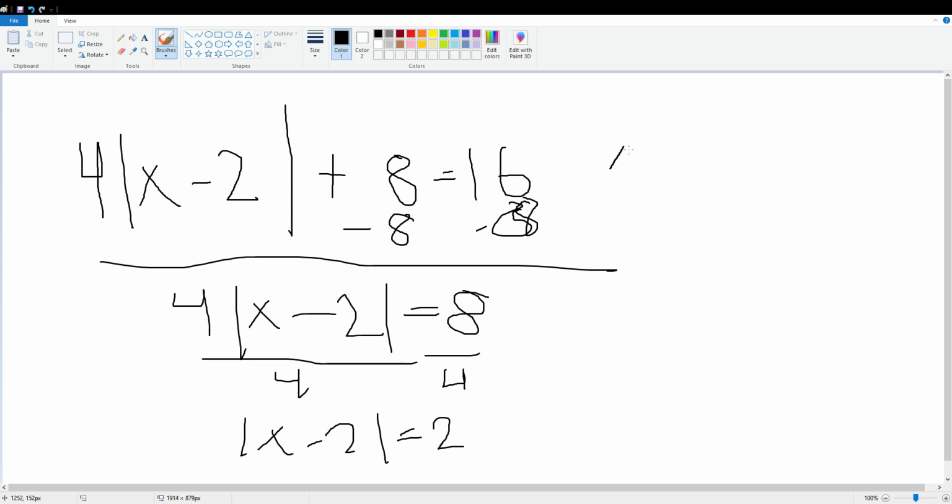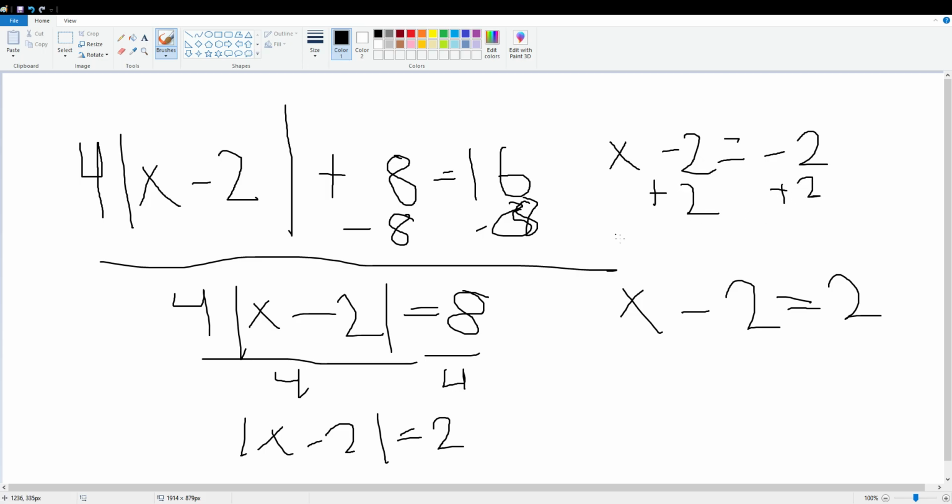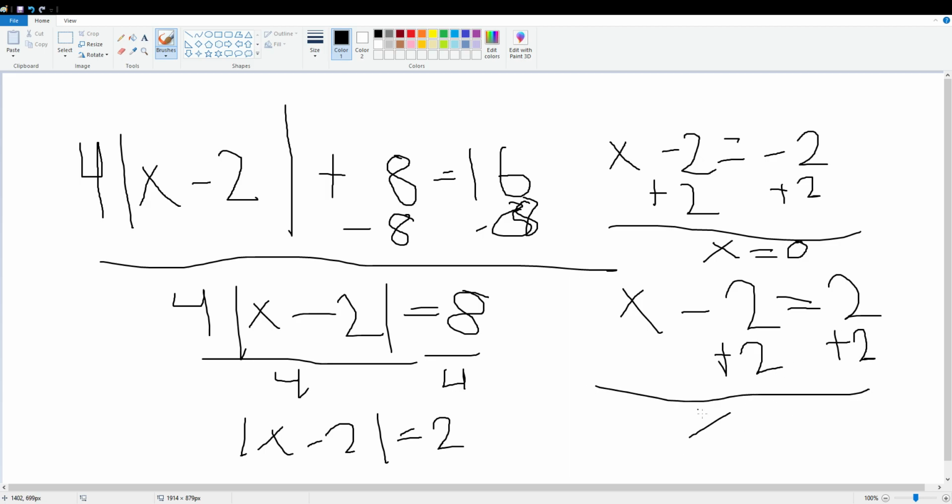So then we would solve for x. x minus 2 is equal to negative 2, and we have to set up an equation x minus 2 equals 2. Then we can add 2 on both sides. x is equal to 0. Add 2. And we get x is equal to 4. So our solutions are x is equal to 0 and x is equal to 4.